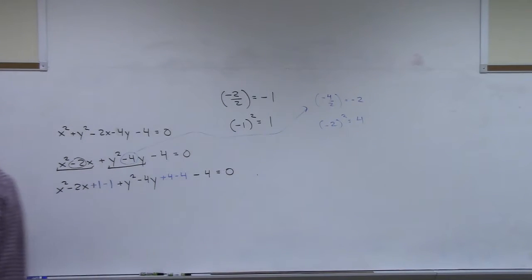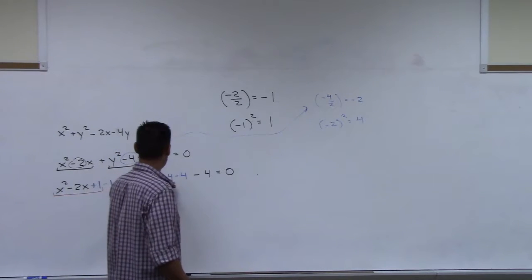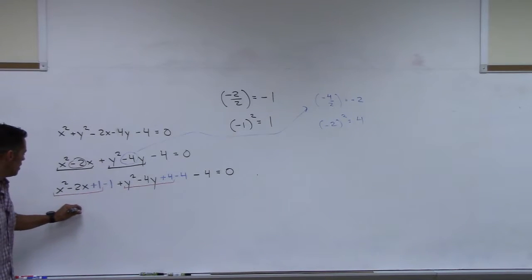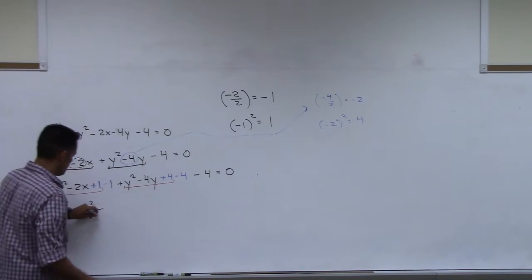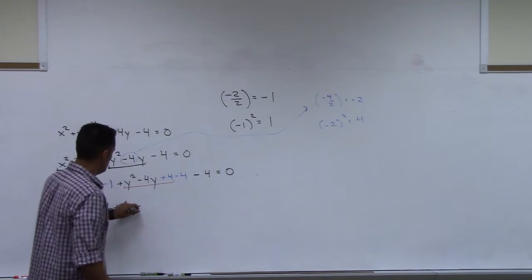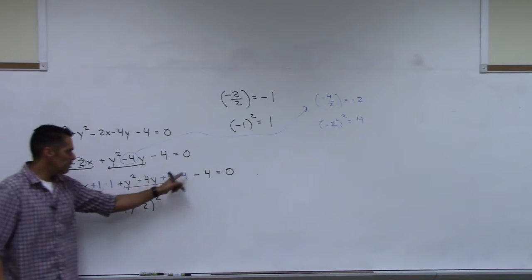Questions? These first 3 terms will guarantee factor into a perfect square trinomial. And these 3 will guarantee factor. So what do these 3 become? X minus 1, that quantity squared. But I still have what next to it? -1. And then here, this will guarantee factor to be y minus 2 squared. And then -4 and -4 still.